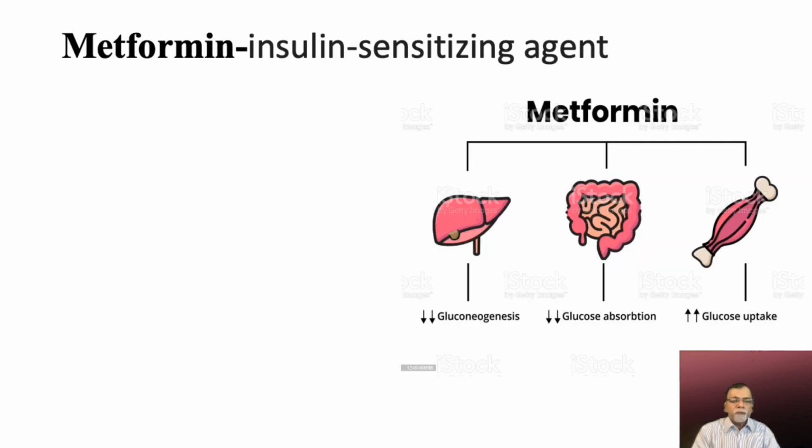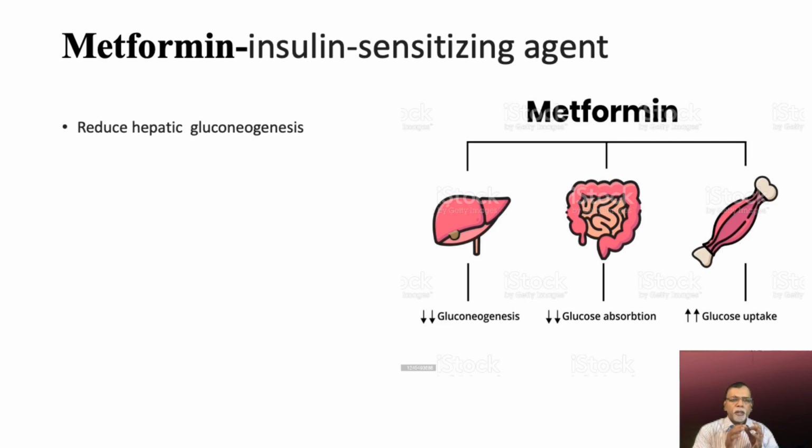Now we go to metformin. Metformin is one of the essential drugs for diabetes. It is not an insulin secretagogue. Sulfonylurea is an insulin secretagogue. Metformin is a drug that increases the insulin sensitivity. So it is an insulin sensitizer.